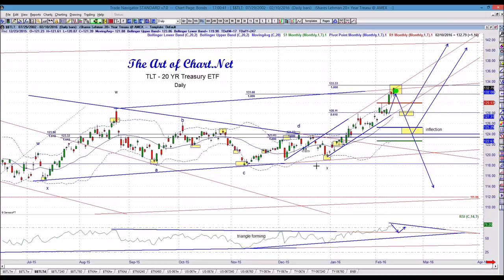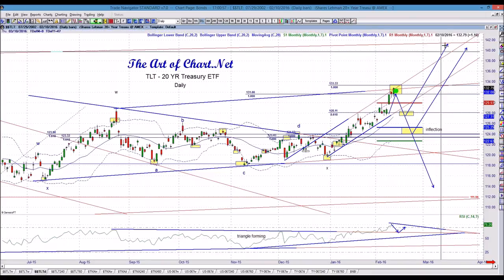But you can see here when we broke 124, we said we're going to 133s, 131 to 133s. We're there. I mean, we're at the upper trend line. Very nice bear channel, which may not be a bear flag per se. We get a back test, we could go much, much higher.